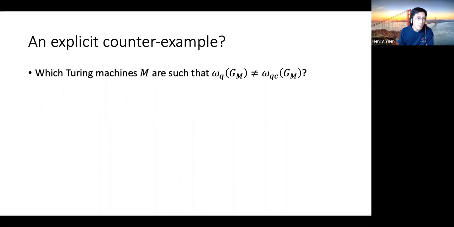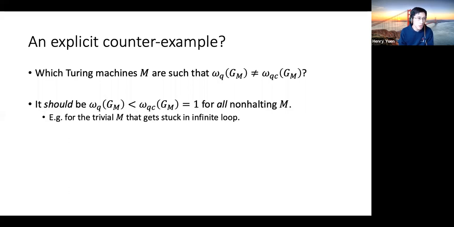So we know that there must be some Turing machine M for which the tensor product value and the commuting operator value of the corresponding game must differ. Which Turing machines M have this property? Well, it should be, and we don't know this, so this is an open question, that for any Turing machine M that does not halt, the two values must differ.